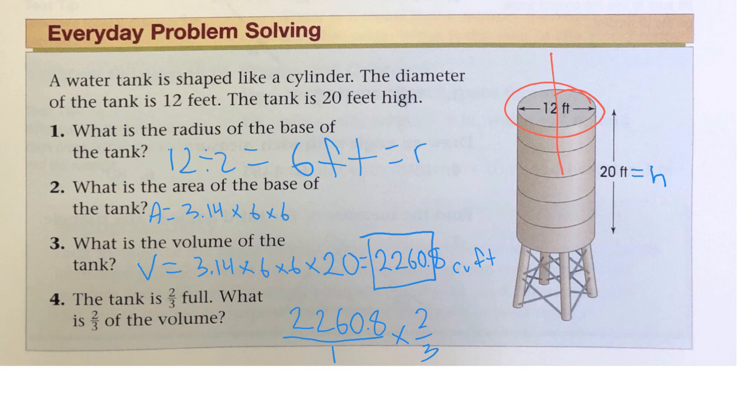Is it divisible by 3? If we add 2 plus 2 plus 6, 10, 18, it would be divisible by 3. And so we could get the answer to that multiplication of two fractions together, and that would be the 2/3 of the volume. And then there's more practice for you to do in your workbooks for Chapter 16, Section 14.